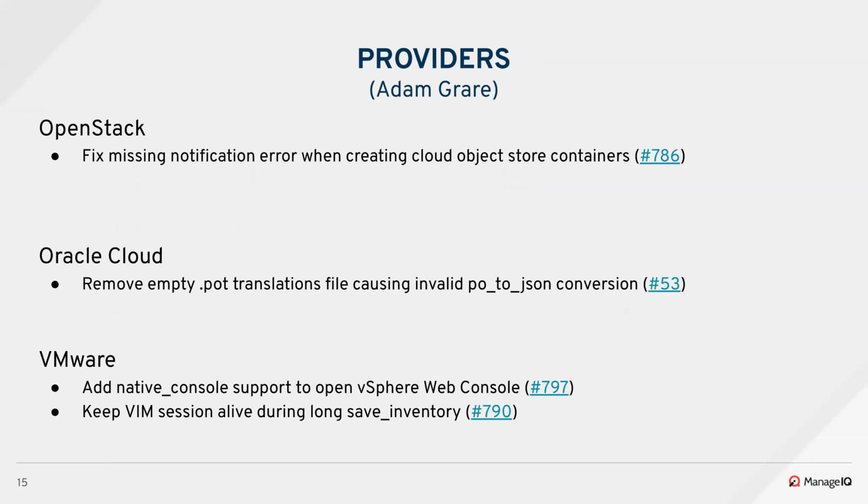For OpenStack, Gilbert fixed a missing notification error when creating a Cloud Object Store container. The original PR that introduced this feature added the new notification name, but didn't actually add the notification to core. So Gilbert fixed that up.